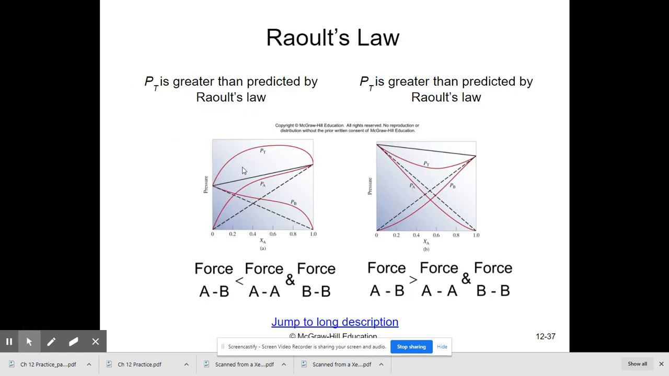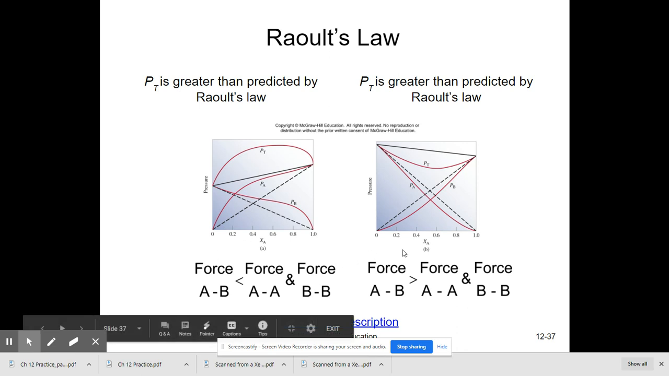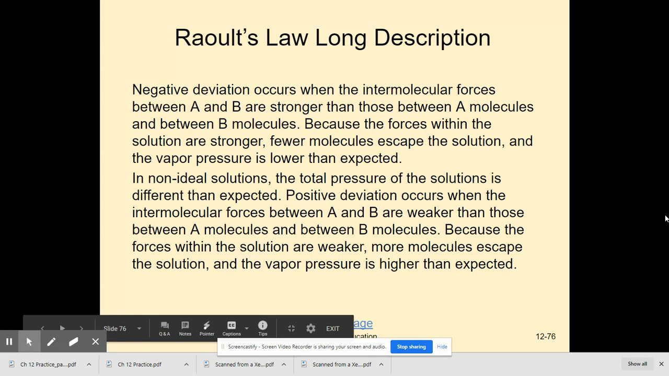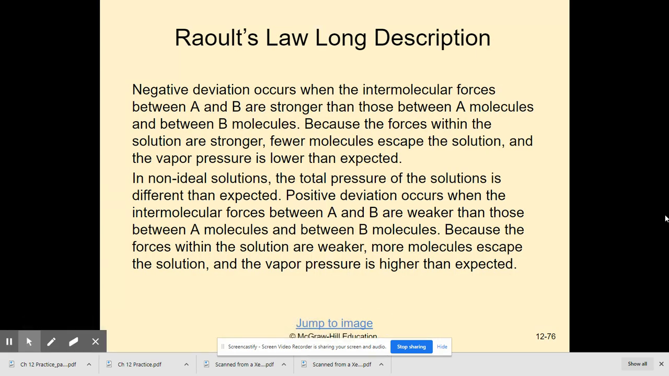Raoult's law says that the total pressure can be greater than predicted. And so this is looking at the force when there's attractive forces between those different molecules. There's a negative deviation that occurs when intermolecular forces between A and B are stronger than those between A molecules and between B molecules. So we have A and B, A is attracted to A, B is attracted to B, but then we have deviations when A and B have stronger attractions towards one another. Because these forces are stronger, fewer molecules escape the solution and the vapor pressure is lower than expected.